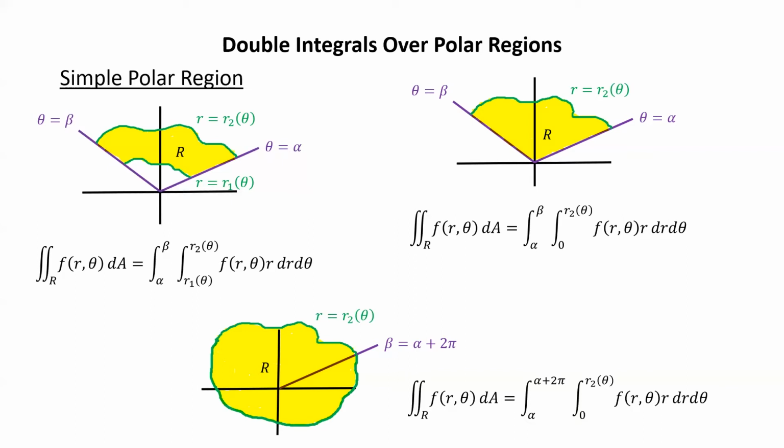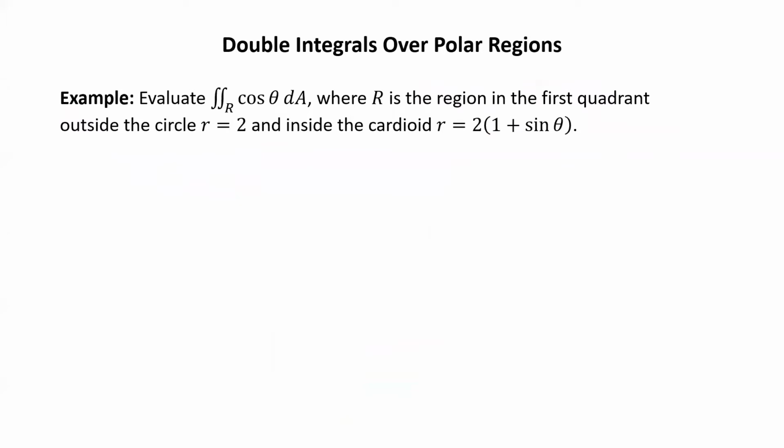In most cases, when we have a picture like this, we'll just set alpha to 0, and the outer integral will be going from 0 to 2 pi. But we could start from any real number alpha as the lower limit and add 2 pi to that for the upper limit. Let's look at an example. Go ahead and pause the video, try this example yourself, and then resume the video to check your answer with mine.